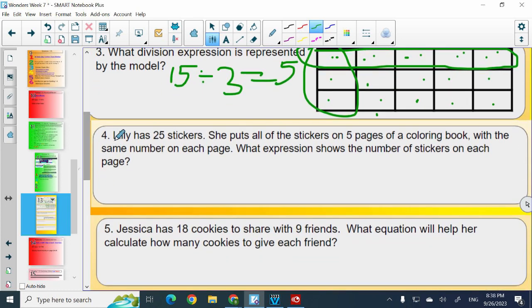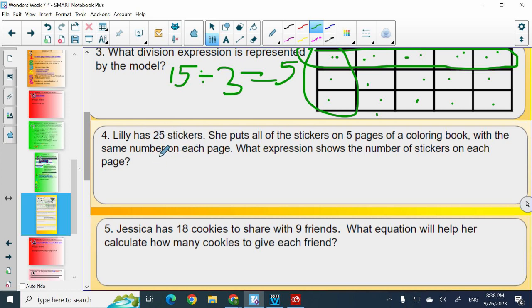All right, let's take a look at this word problem. Lily has 25 stickers. She puts all the stickers on 5 pages of a coloring book with the same number on each page. What expression shows the number of stickers on each page? So an expression, keep in mind, is numbers. You don't have to model this, and I'll give you a minute to see if you can come up with an equation or an expression. What number sentence would we be using?